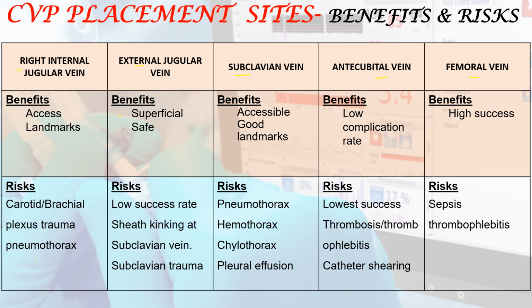Followed by the antecubital vein. The benefit is it has a low complication rate, but the risks are that it has the lowest success rate, thrombosis or thrombophlebitis is possible, and catheter shearing is possible. Then the femoral vein. The benefit is it has a high success rate, but the risks are sepsis and thrombophlebitis.